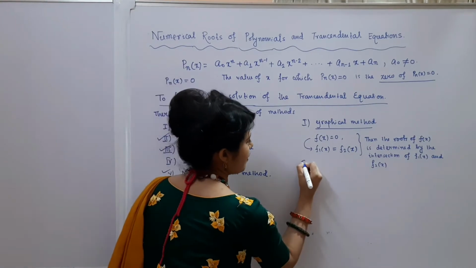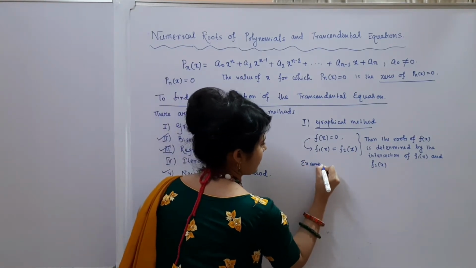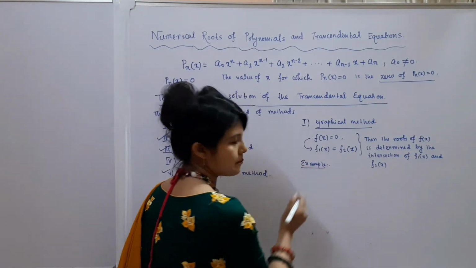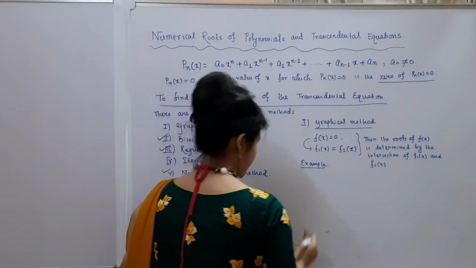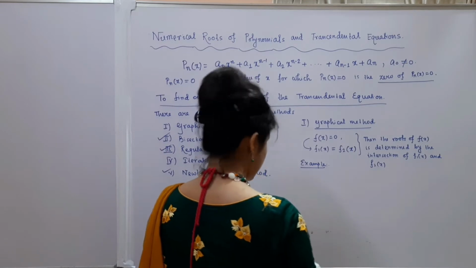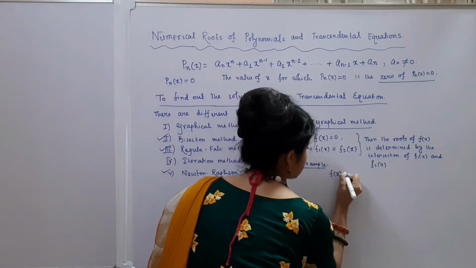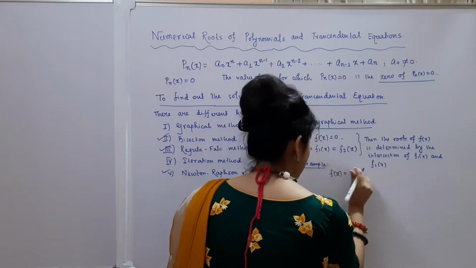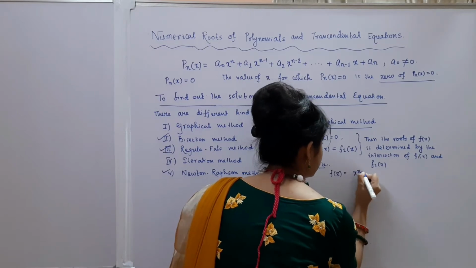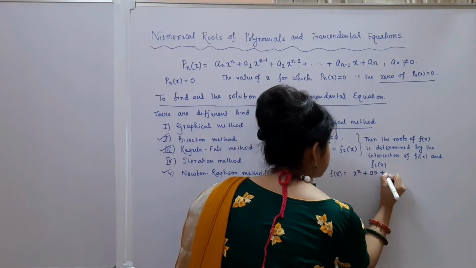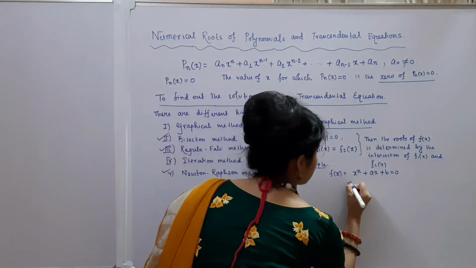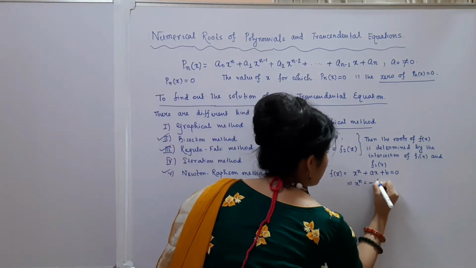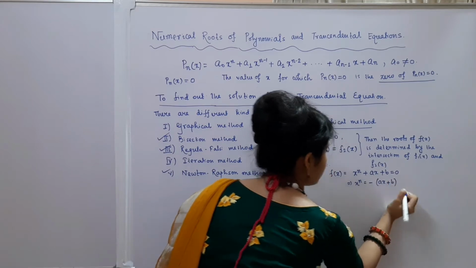As an example, because it will be much easier to understand, suppose f(x) = x to the power n minus x plus b = 0. Then it can be written as x to the power n = x minus b.